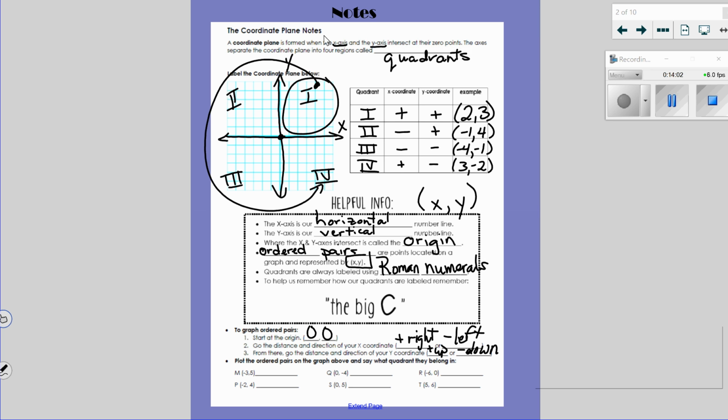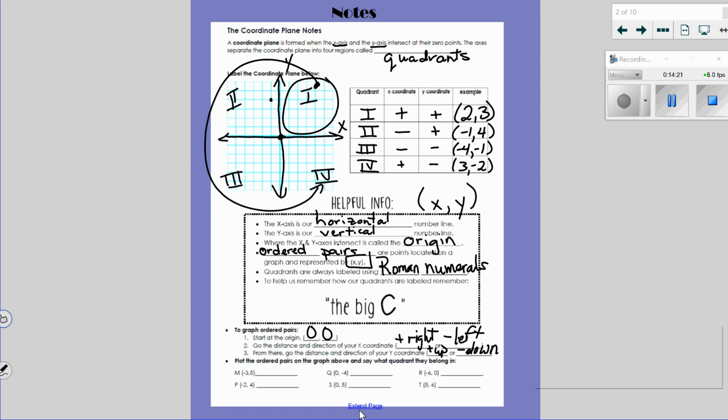So let's just take a look. So -1, 4. I would start at origin. -1 means I'm going left 1 spot. 4 means I'm going up 4. So I then go 1, 2, 3, 4. Only after I have done both moves do I actually make my dot on the graph.